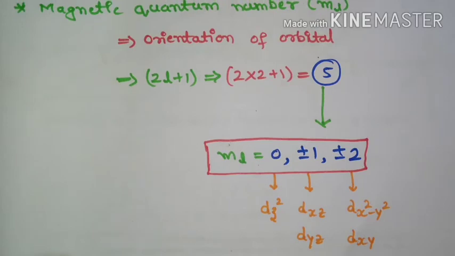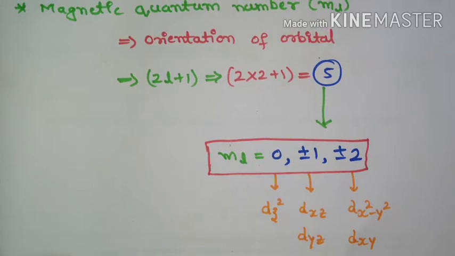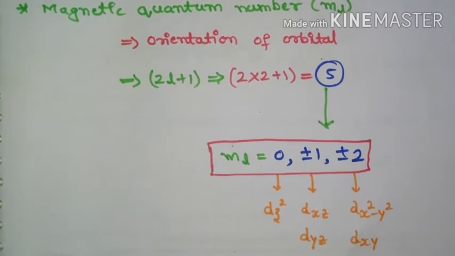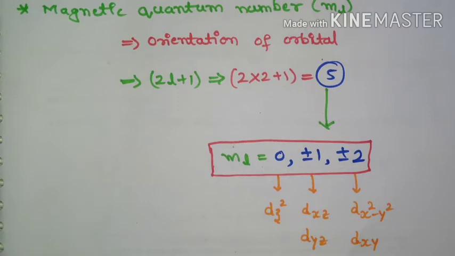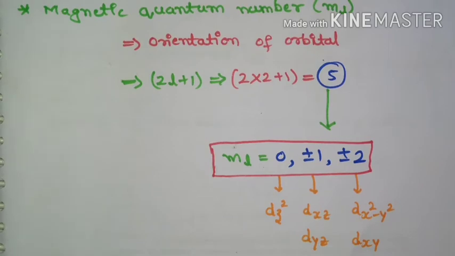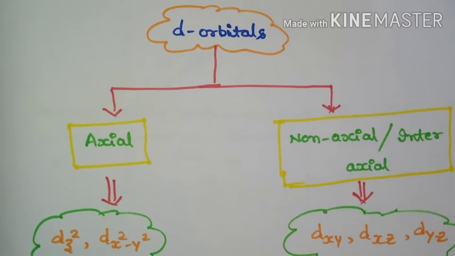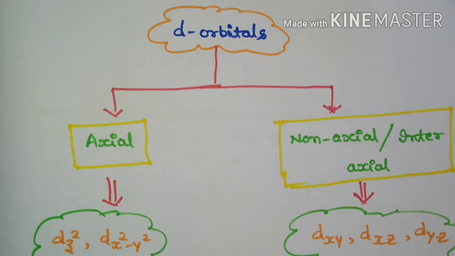So ML value equal to 0 is dz square orbital. For ML value plus or minus 1, we have dxz and dyz orbitals. And for ML value plus or minus 2, we have two d orbitals, that is dx square minus y square and dxy. So from both the angular momentum quantum number and the magnetic quantum number, we know the shape as well as the orientation of the d orbital.